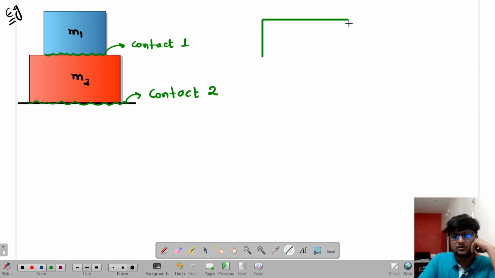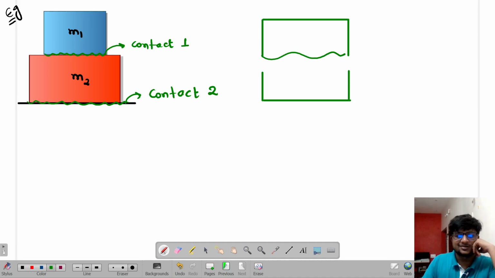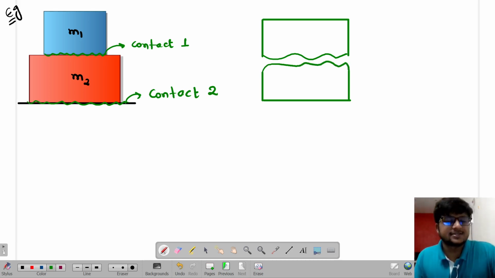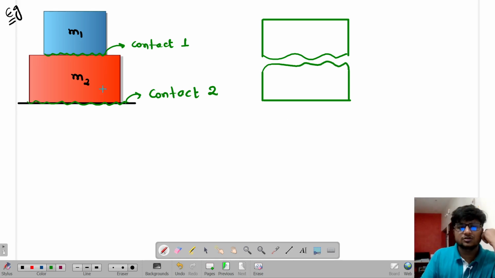Now if I want to see a clear picture of this contact one, in reality, if you try to zoom into these bodies, do you remember the word zoom that we used to use in our class? So let's suppose if I zoom into these contact surfaces, what I'm going to find is this kind of appearance, on top of each other. This will be the real picture in reality.